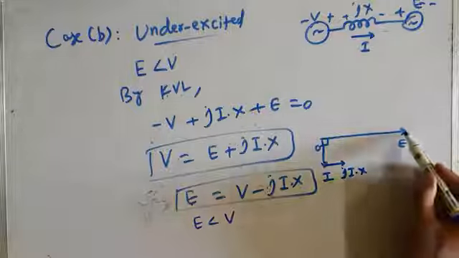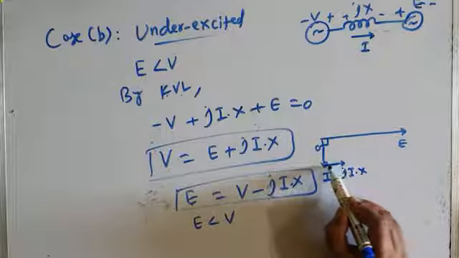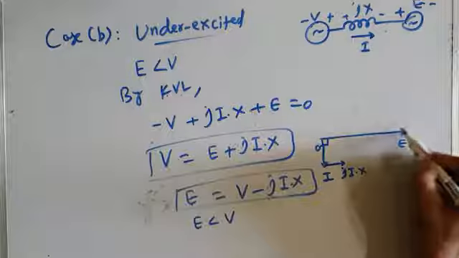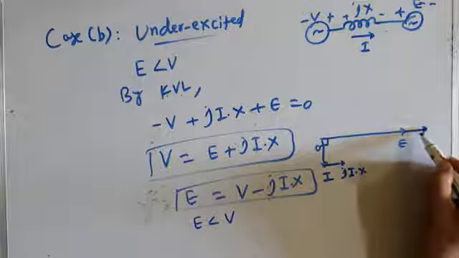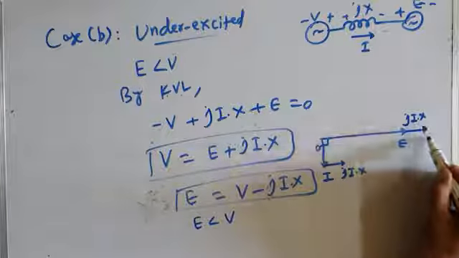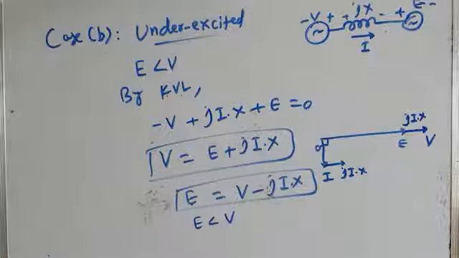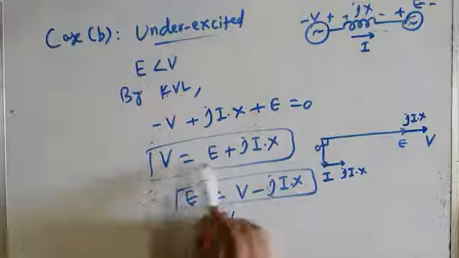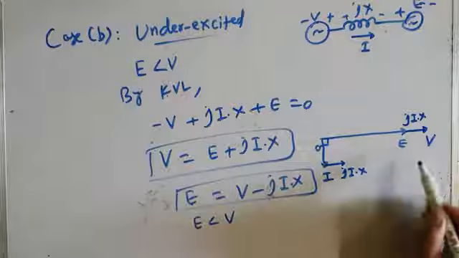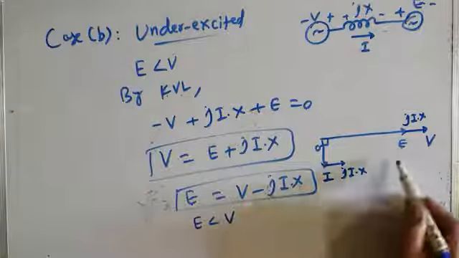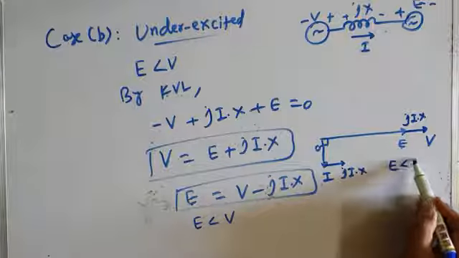So if this is E, now this jI into X drop having this much length is in this direction, so its length will be the same as this, and this is jI into X. So what is this? This is V. So it clearly shows that V is equal to E plus jIX. Or in other words, E is equal to V minus jIX, which clearly you can see makes E less than V.